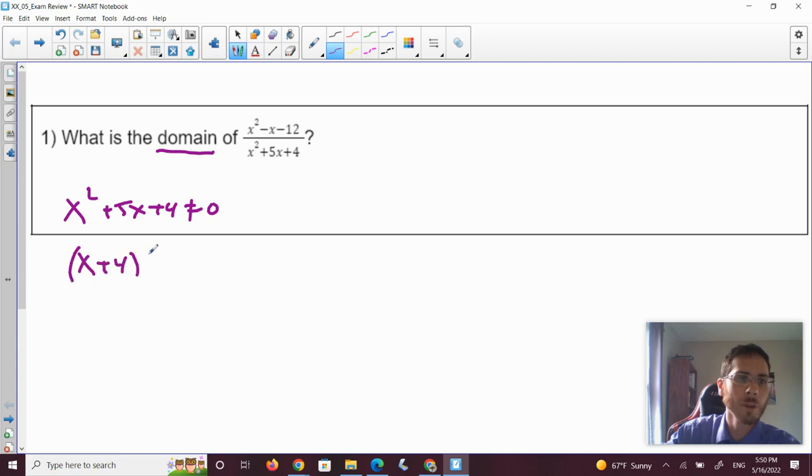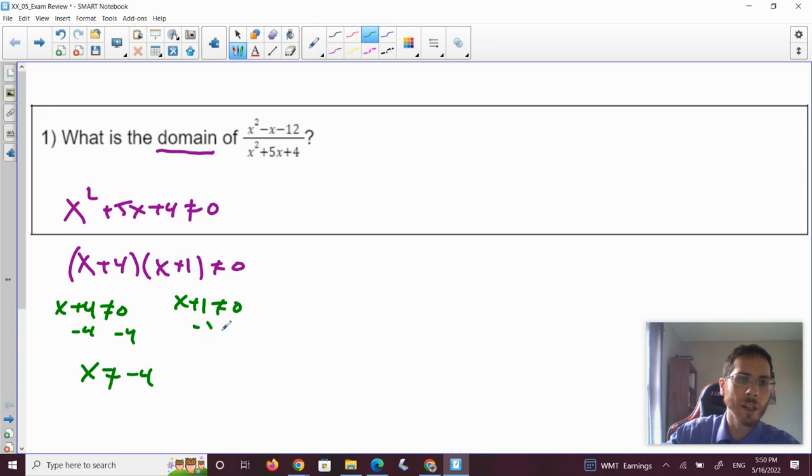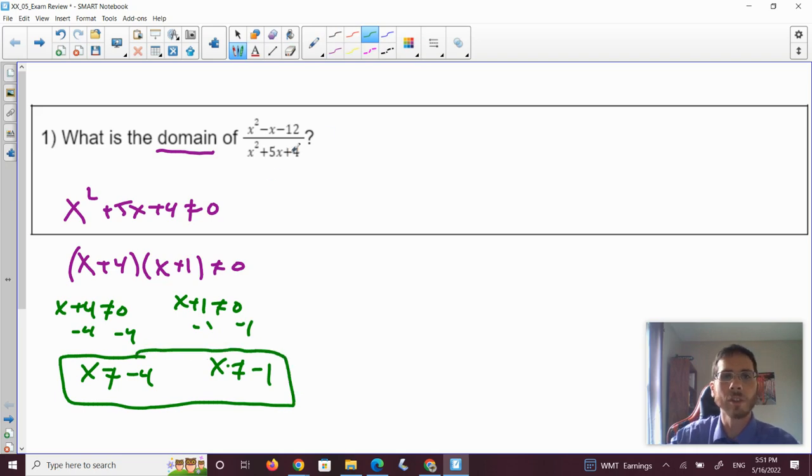So that would be 4 times 1. And so if we use our zero product property, x plus 4 is not allowed to be 0, so x is not allowed to be negative 4. x plus 1 is not allowed to be 0, so x is not allowed to be negative 1. And that's our answer. So we can have any x value except for these two. Again, the reason is because they would make the denominator 0. So that's why we don't want to pick these two values.